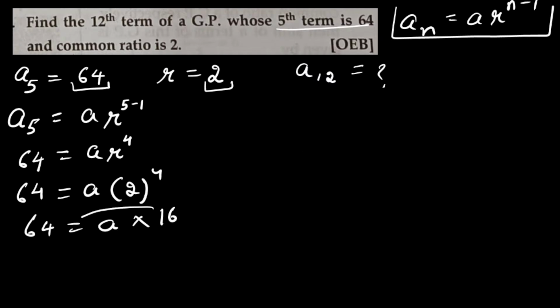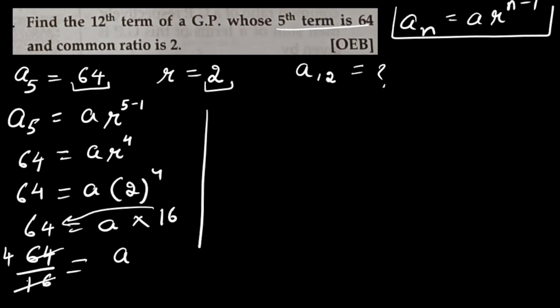So that means let's shift 16 to the other side. Okay, Jayashree has already given the answer, A's value as 4. So 16 will get divided when we shift it to the other side, and we will get the value of A is equal to 4. So you can do cancellation here. We got the value of A is equal to 4.